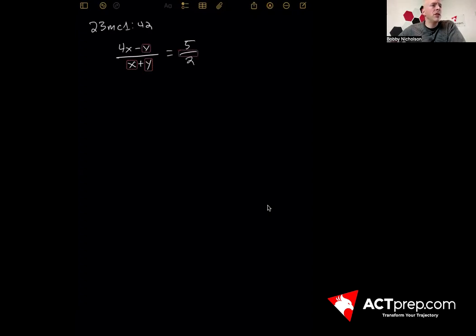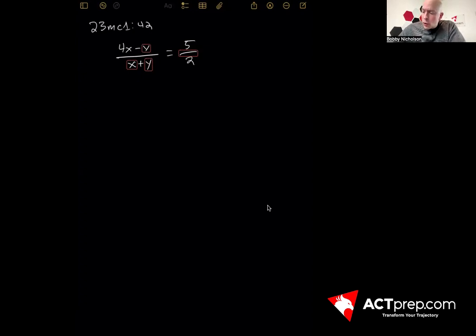Given the equation (4x minus y) over (x plus y) is equal to 5 over 2 is true, what is the value of x divided by y? So the best way to know how to approach these is to just practice them. But it's a very simple process.